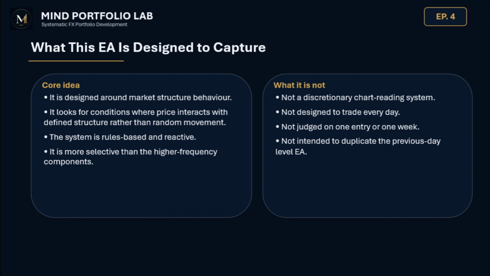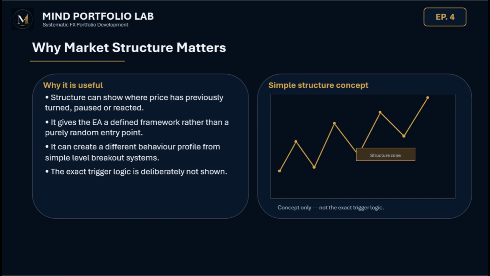Some systems are built around fixed reference points. Some are built around momentum. Some are built around volatility or time of day. This one gives the portfolio a different type of exposure, because it is designed around the way price forms and reacts to structure. That makes it useful from a portfolio perspective. It is not trying to do the same job as every other EA. It is not there to duplicate the previous day level strategy. It has a different rhythm, a different trade sample, and a different holding profile.